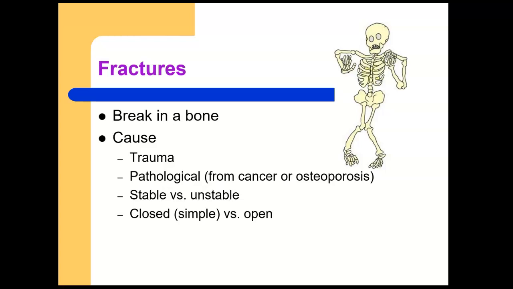They can be stable, meaning that the bone is not displaced, or they can be unstable, meaning that the bones can shift around, closed or open. Open fractures occur when the bone protrudes through the skin, and they are much, much more prone to infection. Closed fractures, there's no break in the skin. So here's an example of an x-ray.